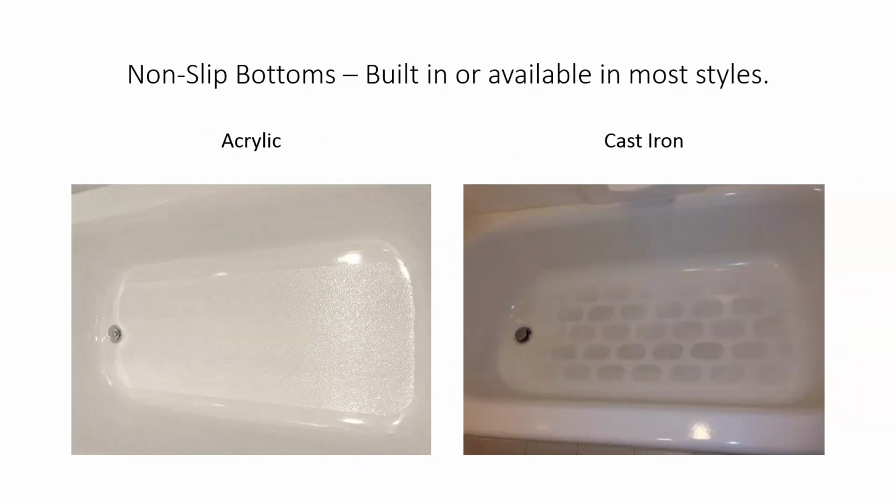The thing to remember about anti-skid or non-slip bottoms is that on cast iron, if you are using a cast iron tub as a tub-shower combination, these are most likely going to be required by code. So you do want to check if anti-skid bottoms are going to be required for a cast iron tub in a tub-shower combination. Acrylic tubs technically do not need a non-skid bottom because acrylic is listed as a non-skid material for this application.